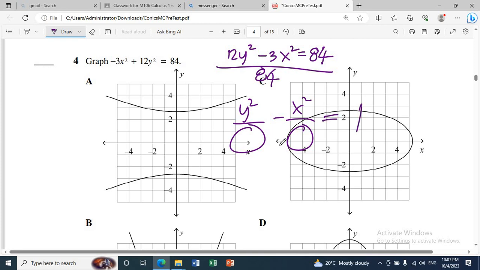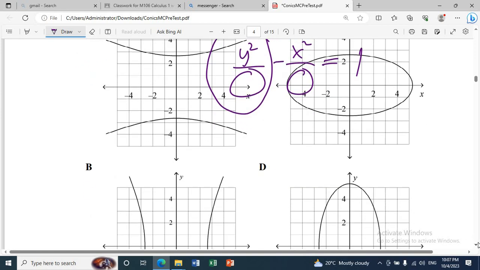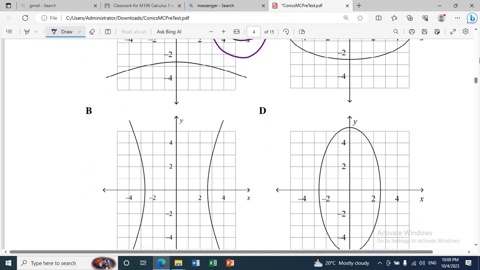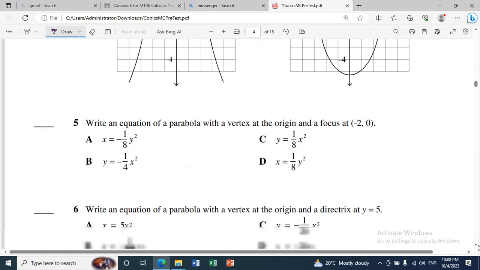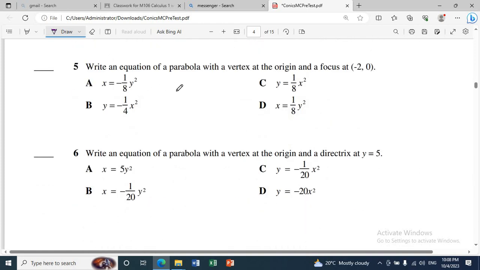So this is a hyperbola. Now notice again that the one positive is y squared. So the opening is up and down. So we only have letter A as the hyperbola opens up and down. That's number 4. Number 5, write an equation of a parabola with a vertex at the origin.